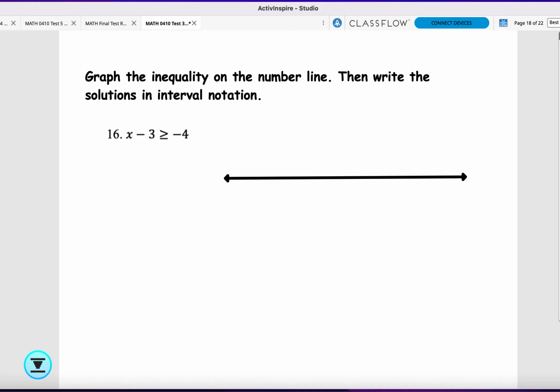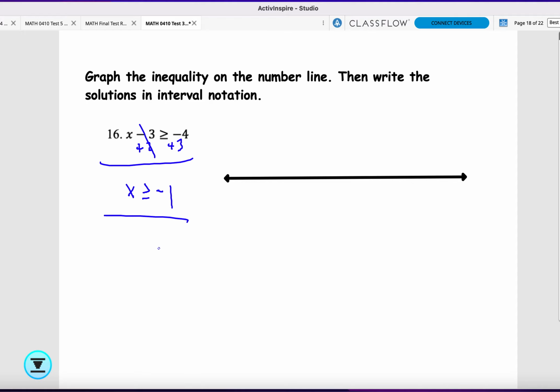On these examples, we want to solve for x. We want to pretty much get x alone, like solving an equation, right? But there's a symbol there, so it's not just an equation. So to get x alone, we're going to go ahead and add 3 on both sides. That cancels out, so we get x is greater than or equal to negative 4 plus 3, which is negative 1.